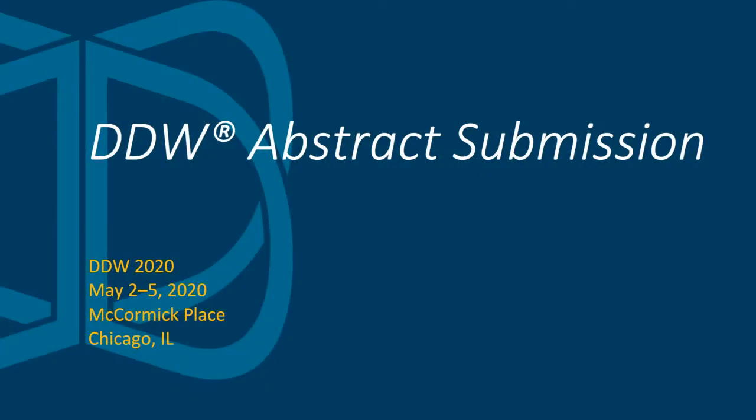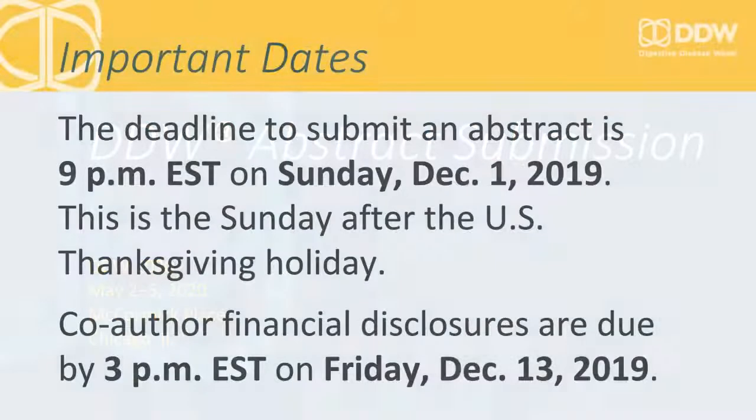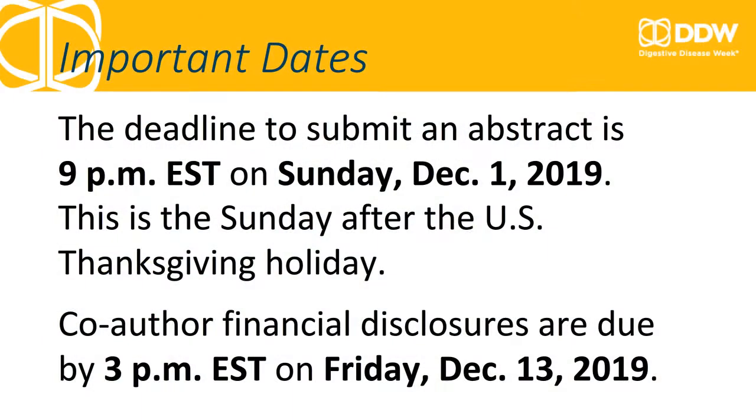This brief video will show you how to submit an abstract for consideration for the 2020 meeting taking place at McCormick Place in Chicago, Illinois. The deadline to submit an abstract is 9 p.m. Eastern Standard Time on Sunday, December 1st, 2019. Please note that this is the Sunday after the United States Thanksgiving holiday. Co-author financial disclosures are due by 3 p.m. Eastern Standard Time on Friday, December 13th, 2019.